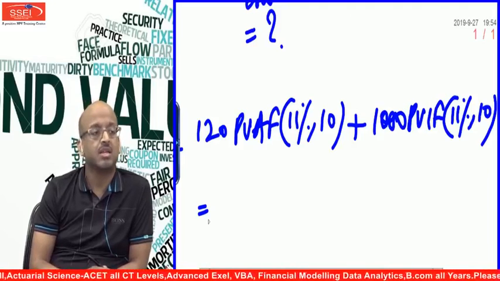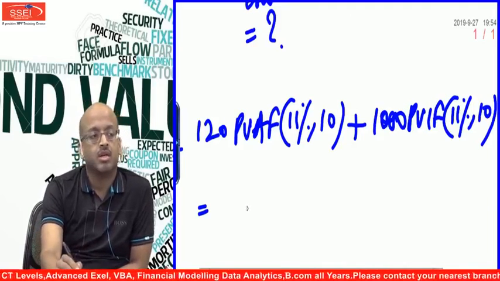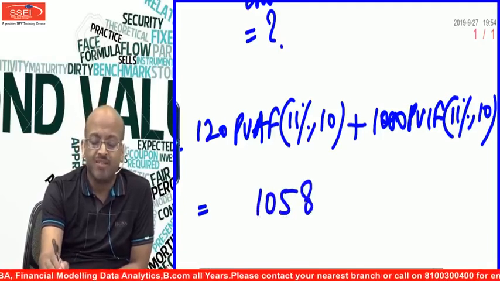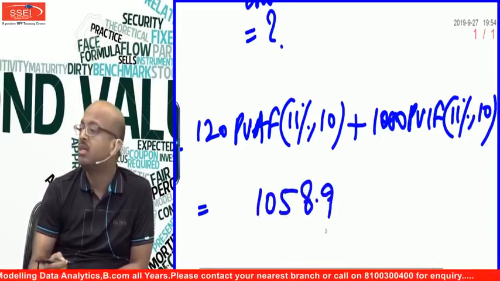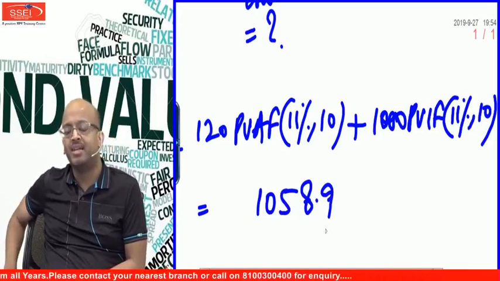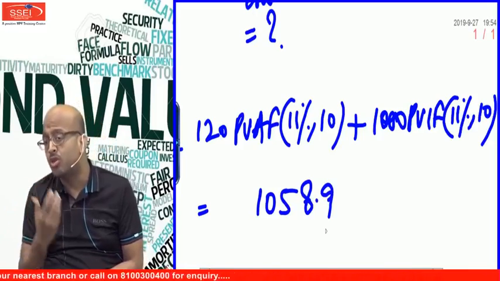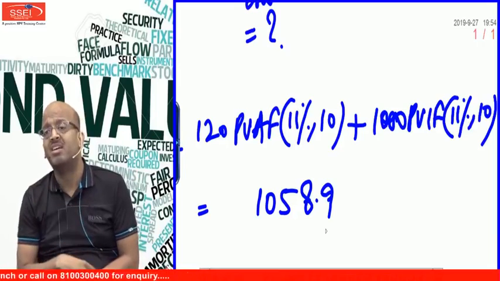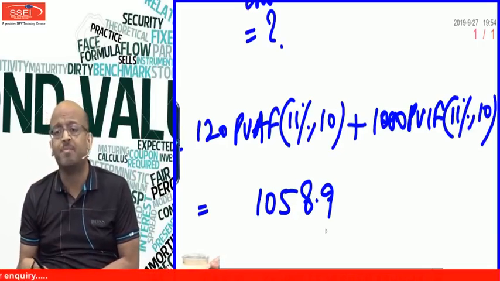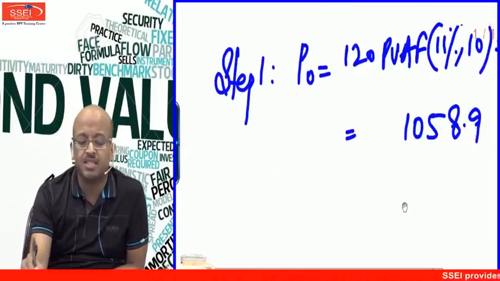Yes, please. Tell me the answer. 1058.9. Are you okay with this, more or less? Okay, 1058.9. You should also be okay. Why premium? Because the coupon rate is higher. The coupon rate is 12. Wherever the coupon rate is higher, it's a premium bond. So you bought at this price.